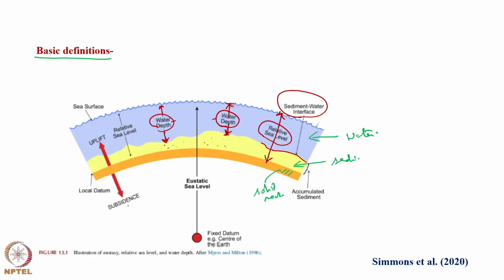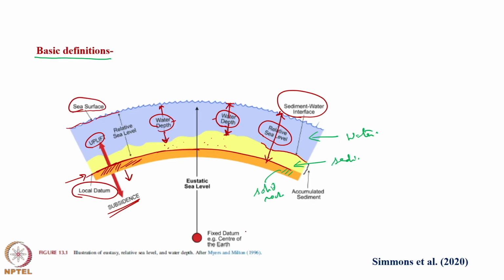When we say there is an uplift, we mean that this portion is getting uplifted, and when we say subsidence, we mean this rock material is getting subsided. This line marking the sediment at the top and the hard rock at the bottom is called the local datum, and naturally the top water layer is called the sea surface.